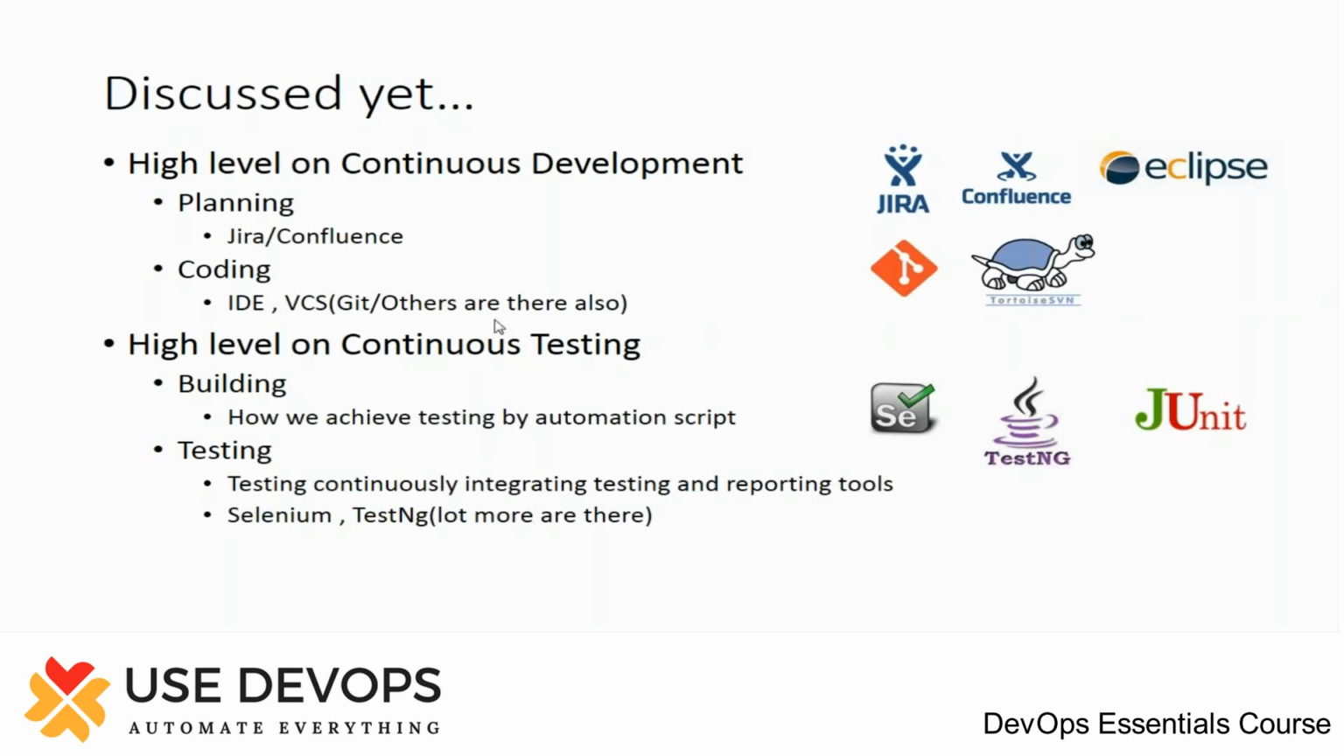Okay. So in the coding phase, there is planning and coding in the continuous development phase, building and testing in the continuous testing phase. So for planning, we are using Jira, Confluence; for coding, multiple IDEs depending upon the programming language; and then the version control system, Git, we have discussed yesterday, and others are there also. Those are part of continuous development, and these are the tools you can see over here: Jira, Confluence, Git, TortoiseSVN. So we will be studying Git going forward.